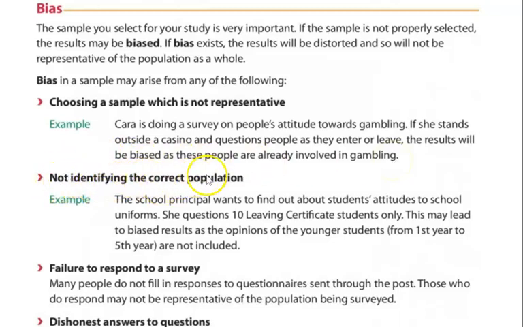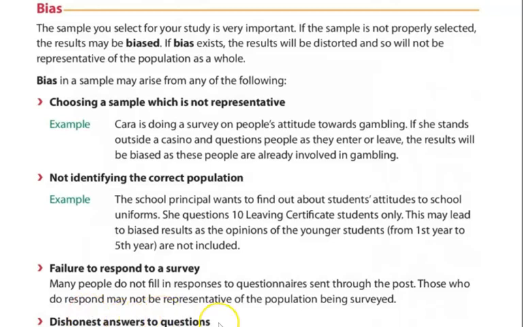Not identifying the correct population. Example: the school principal wants to find out about students' attitudes to school uniforms. She questions 10 leaving certificate students only. This may lead to biased results, as the opinions of the younger students from 1st to 5th year are not included. Failure to respond to a survey. Many people do not fill in responses to questionnaires when sent through the post. Those who do respond may not be representative of the population being surveyed.